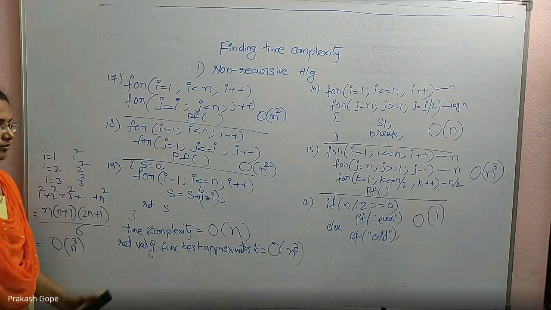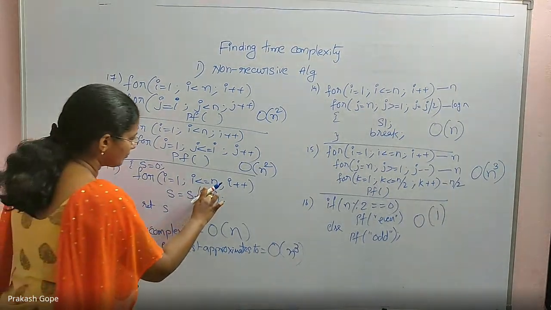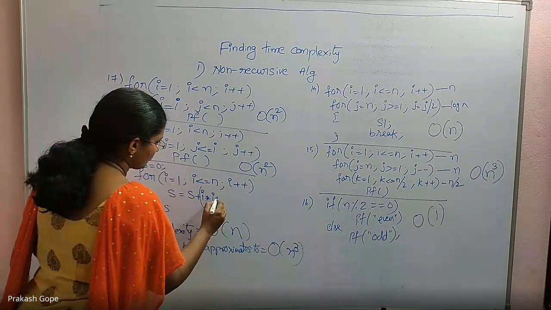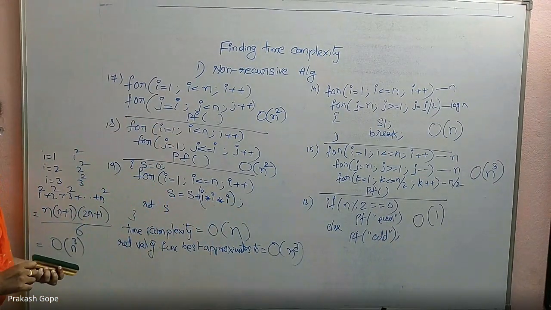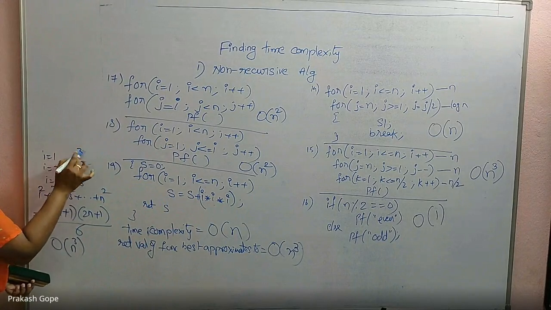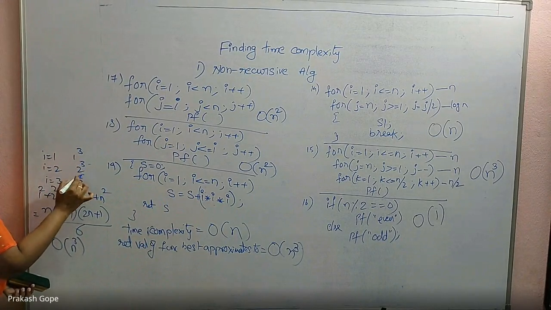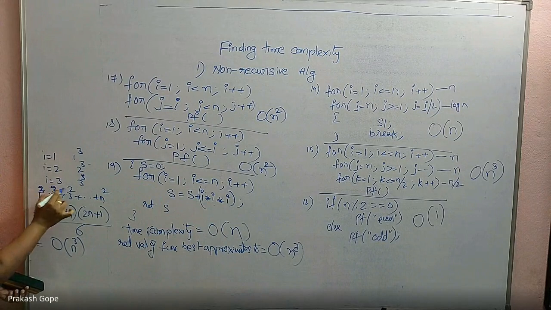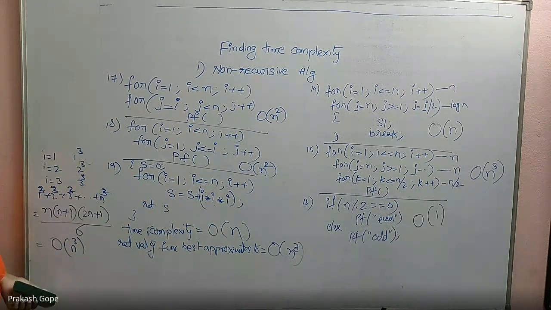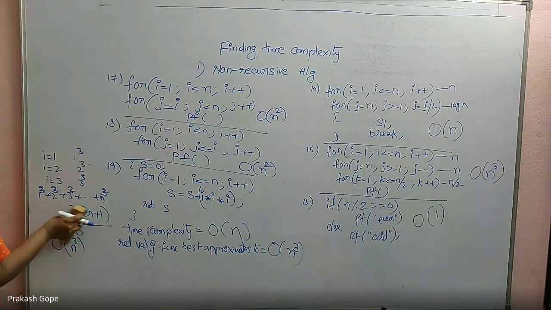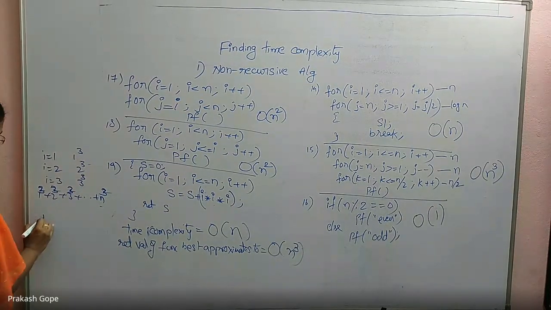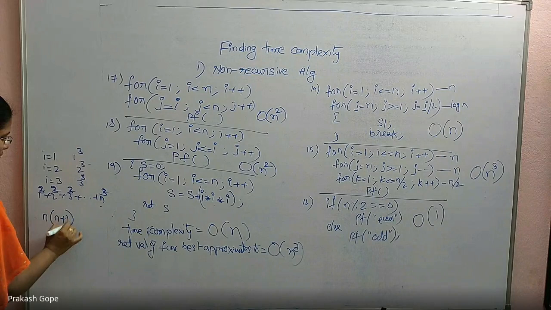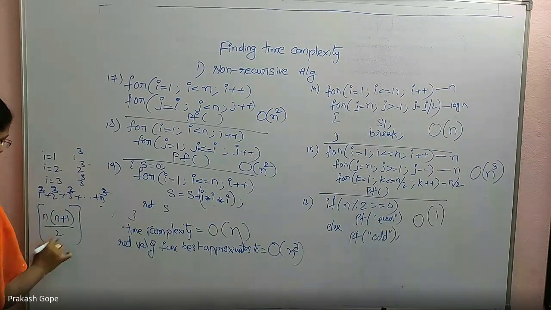Okay, next one, slightly modifying the same. Now it is 1 cube, 2 cube, 3 cube. This is what I am adding. So we are interested in knowing 1 cube, 2 cube, 3 cube, and so on, n cube. Sum of the cubes of the first n natural numbers. Formula: n into n plus 1 by 2, whole square.